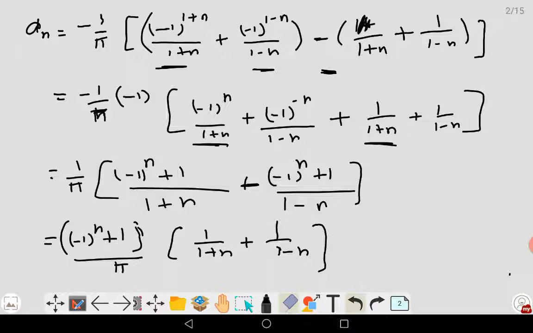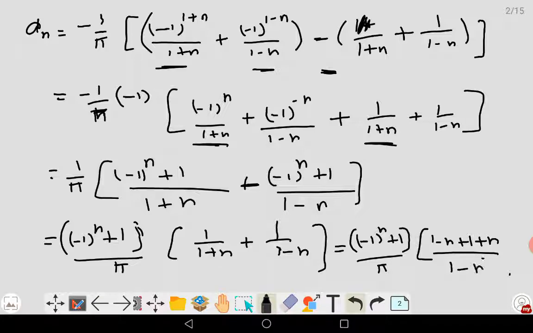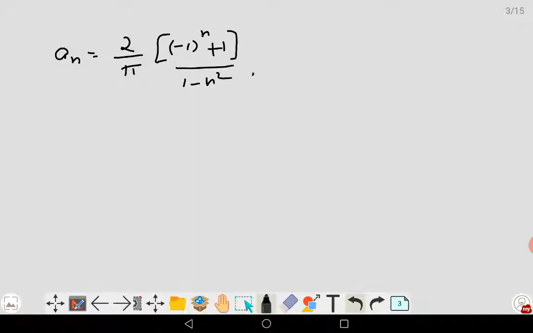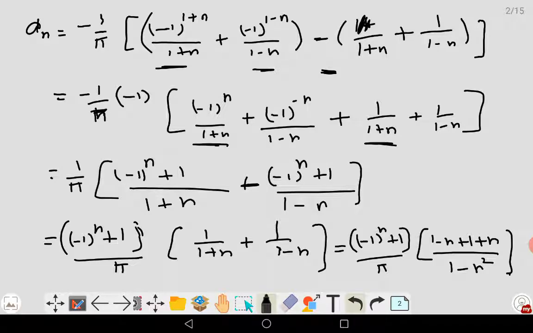When you simplify, minus 1 to the power n plus 1 will be outside over pi. Inside it will be cross multiplication: 1 minus n plus 1 plus n divided by 1 square minus n square. So at the end the answer is an is equal to 2 over pi, minus 1 to the power n plus 1 divided by 1 minus n square. What happened now? This term becomes minus n plus n will be cancelled, 1 plus 1 will be 2, that's it.